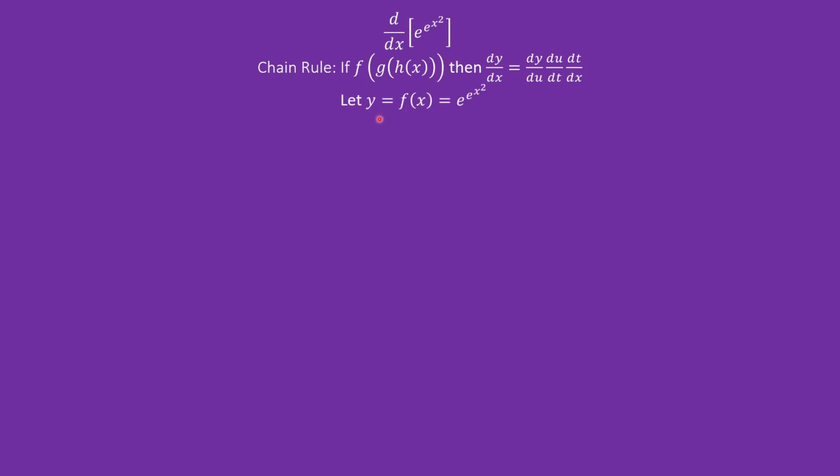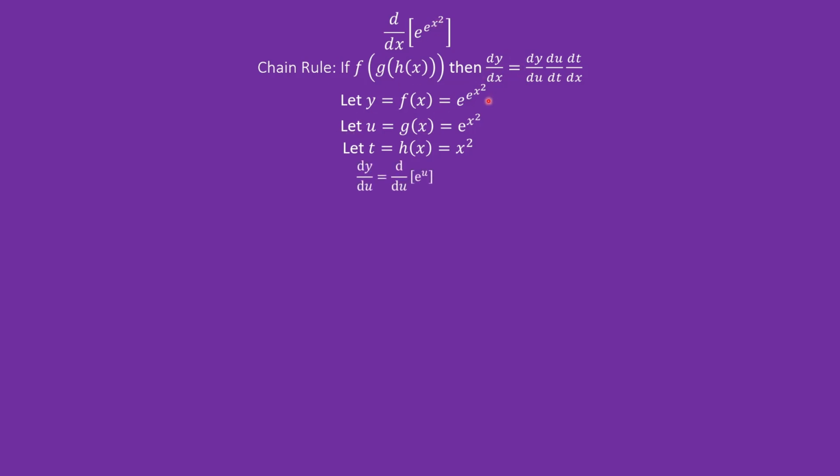In this case, we're going to let y equal the whole thing, because that's the main function. Then we let u equal e to the x squared, because this is the next portion to deal with. And after that we let t equal x squared, because it's another function on the top over here. And these are the 3 functions.